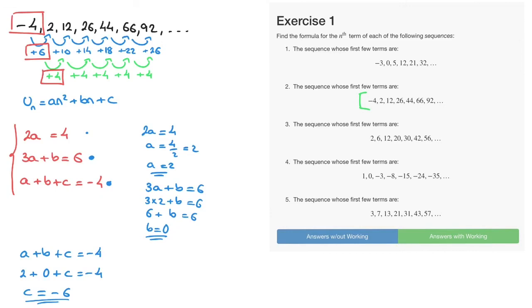So finally, we write the formula. That would be u(n) = 2n² - 6. And there we have it. That's the formula.